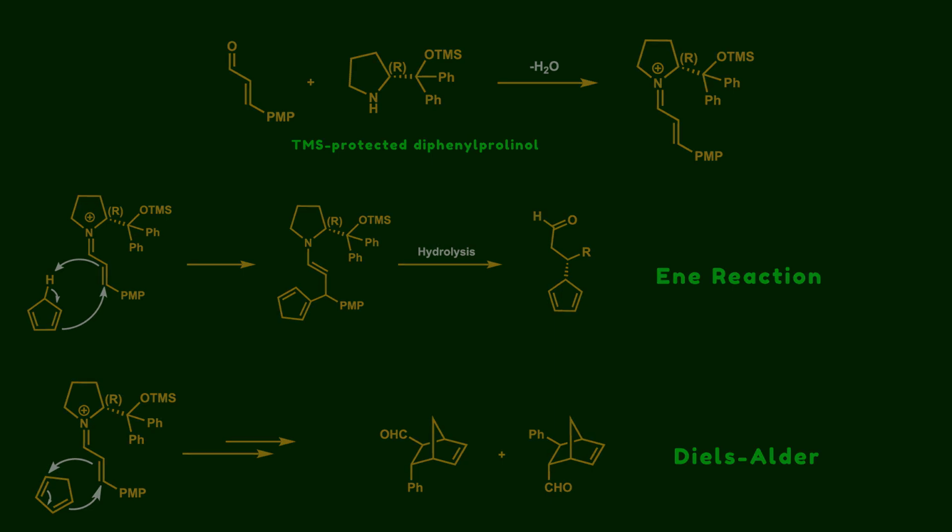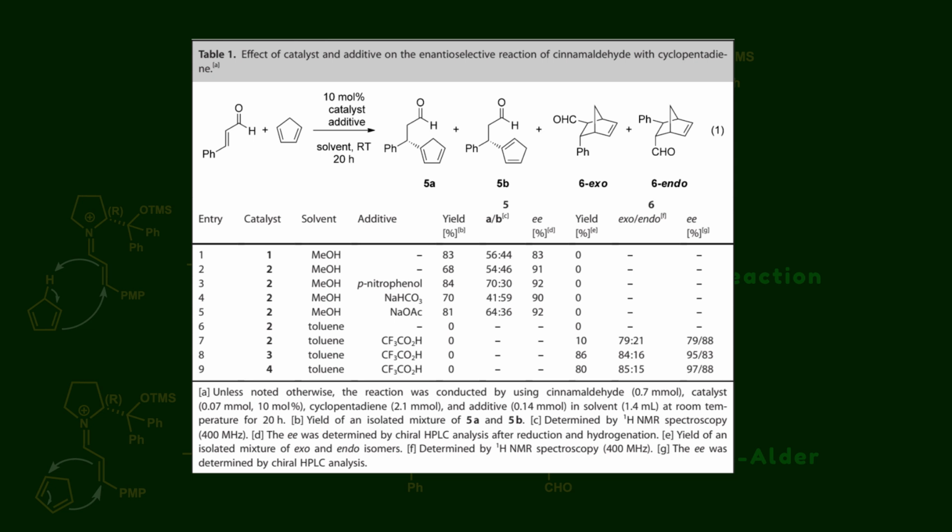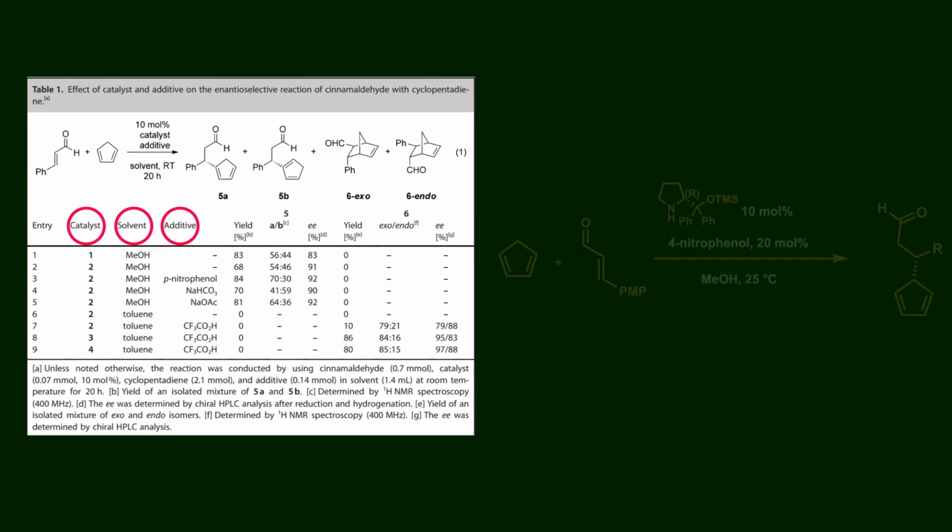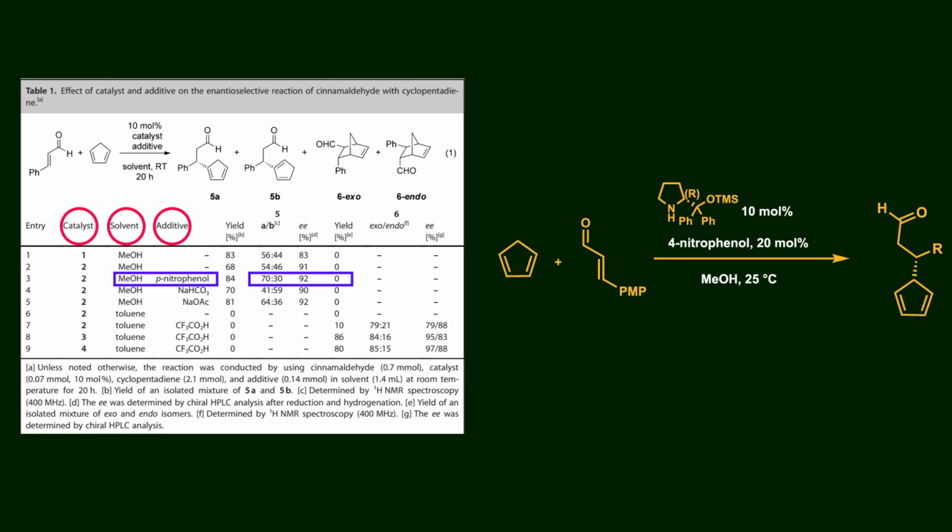According to the reference, the outcome of the reaction is controlled by three factors: the choice of catalyst, additive, and solvent. By choosing methanol as the solvent, TMS-protected diphenylprolinol as the chiral catalyst and para-nitrophenol as the additive, the reaction is directed toward the desired product instead of the Diels-Alder reaction.